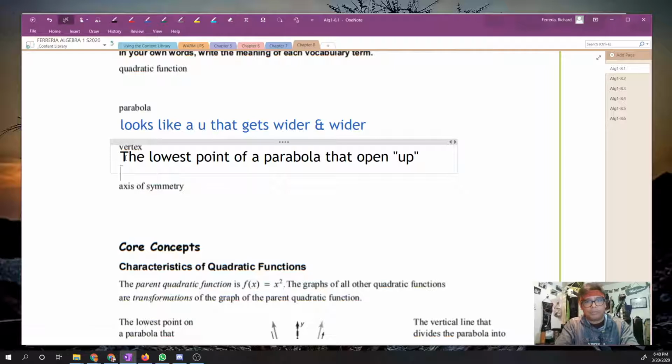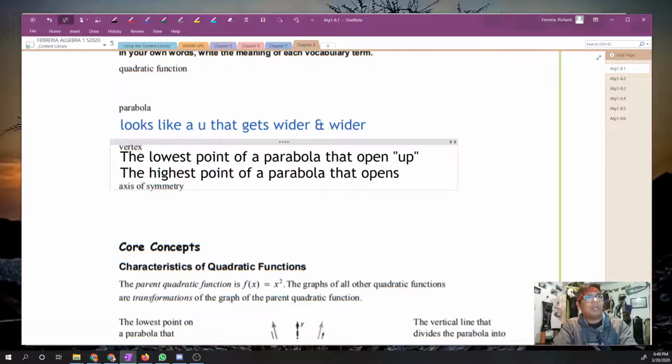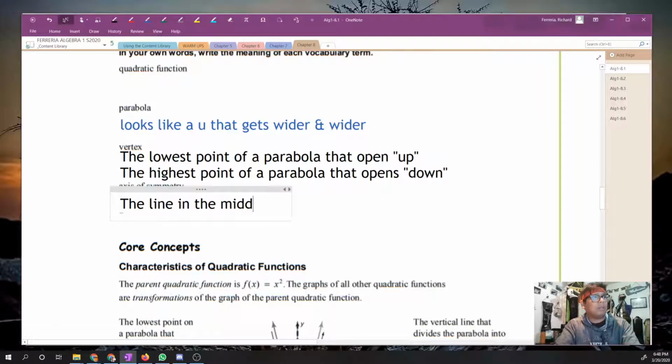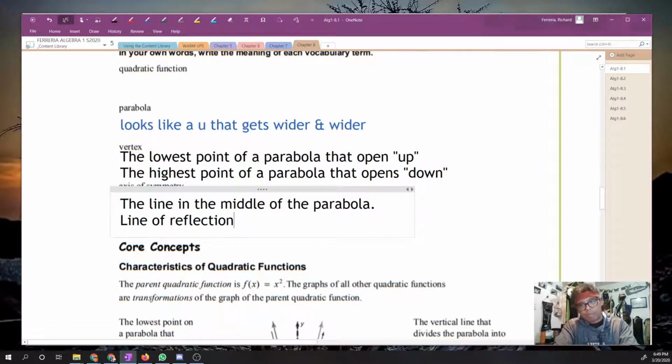It's also the highest point of a parabola that opens down. So we have downward opening parabolas and we have upward opening parabolas. Axis of symmetry, that is the line in the middle of the parabola. It is a line of reflection. In other words, the left side of the parabola looks just like the right side of the parabola.